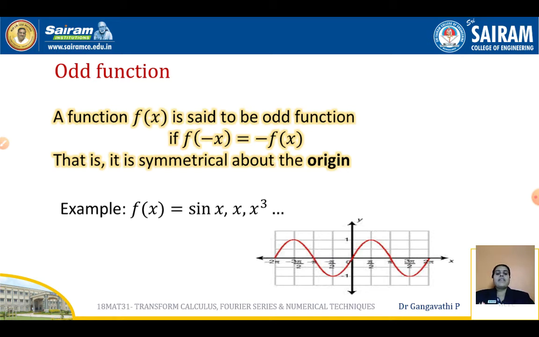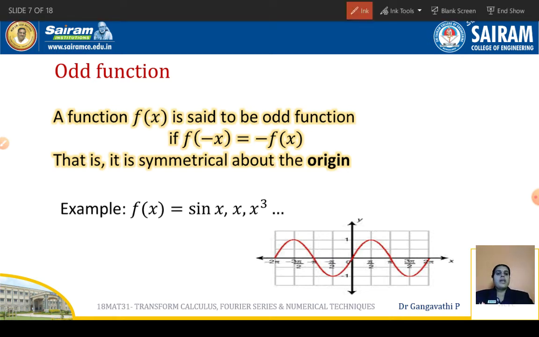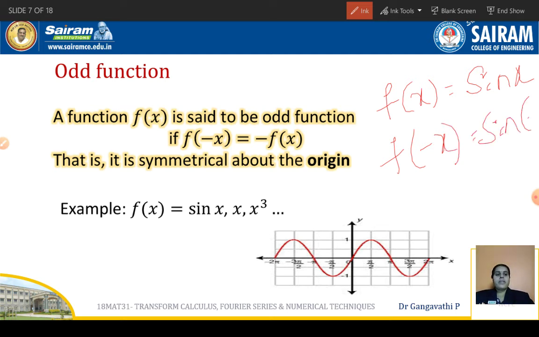For example, f of x is sin x. Exactly in the same way you can work it out. Consider f of x equal to sin x, which is given. Let us replace x by minus x. f of minus x is equal to sin of minus x. Sin of minus theta is minus sin theta. So you can write this as minus f of x. We started with f of minus x and arrived at minus f of x. So f of x equal to sin x is an odd function. Similarly you can check for x and x cube also.